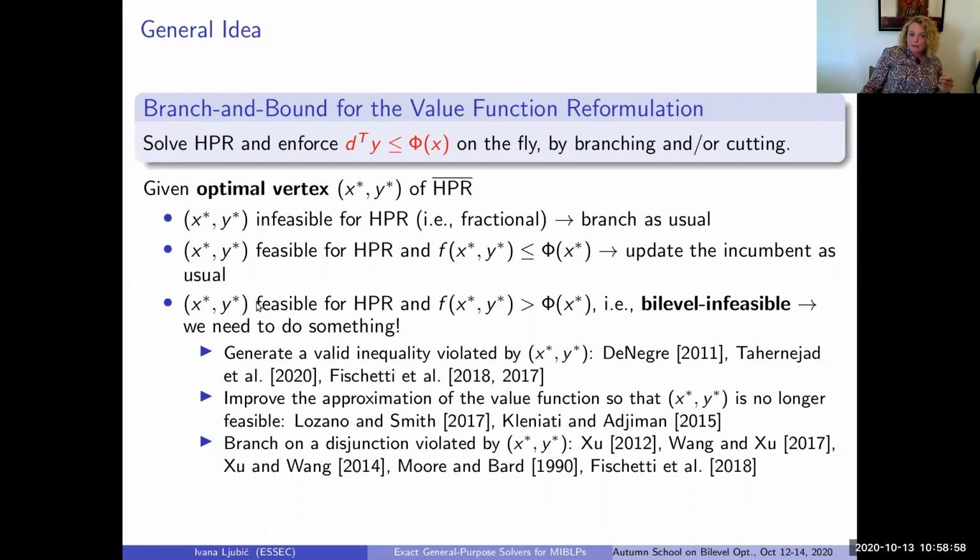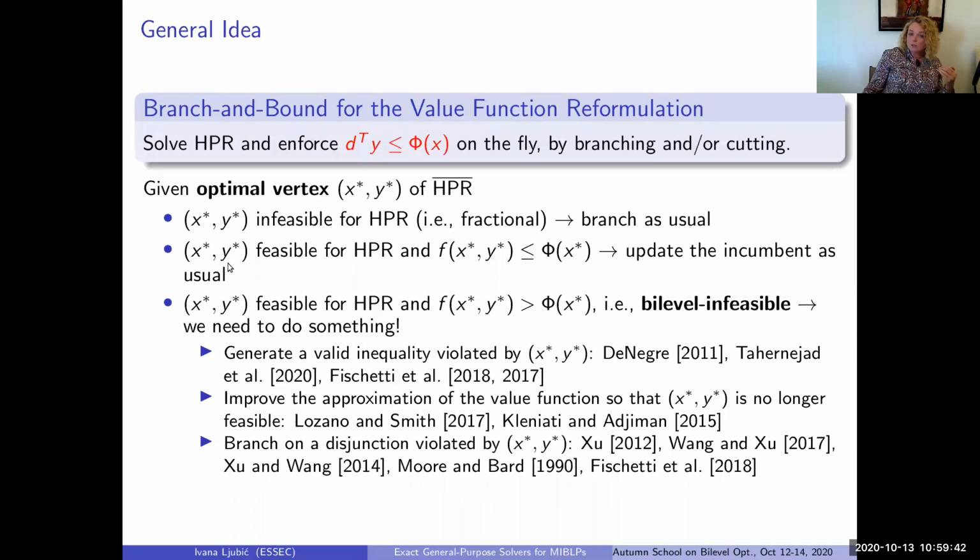Okay, so the general idea of developing different kinds of branch and bound methods in the literature is indeed based on this concept of solving the HPR relaxation first and enforcing the value function constraints on the fly by branching and cutting. If we solve the HPR relaxation, for example, in the LP form, and if we obtain a fractional solution, then we can rely on the standard MILP techniques and do the branching and cutting as usual, also using the general purpose cutting planes and standard branching strategies.